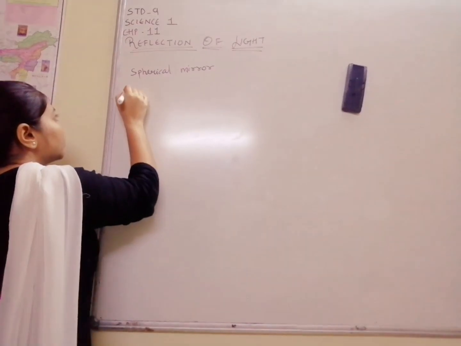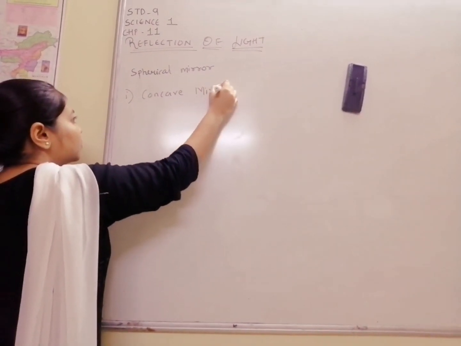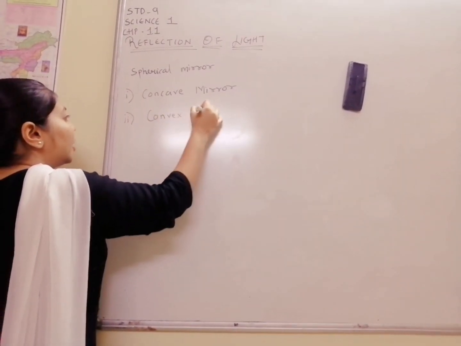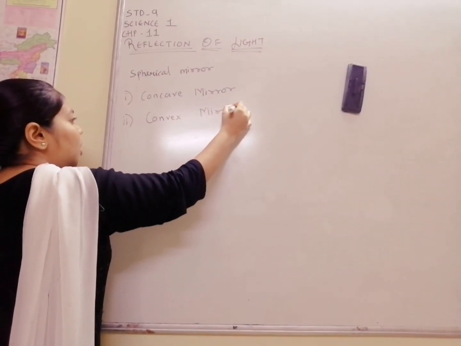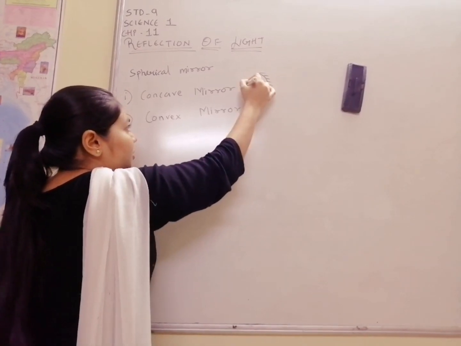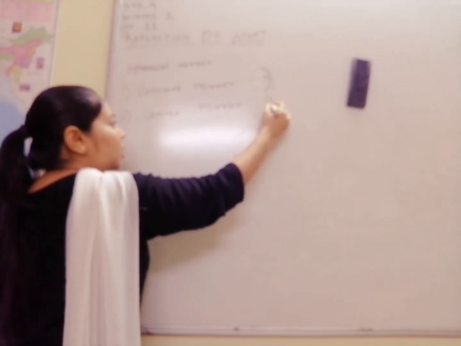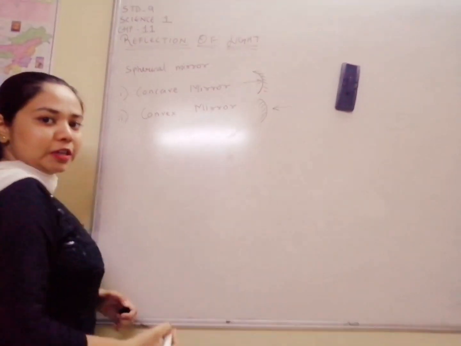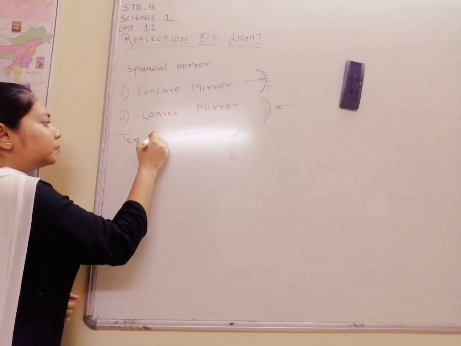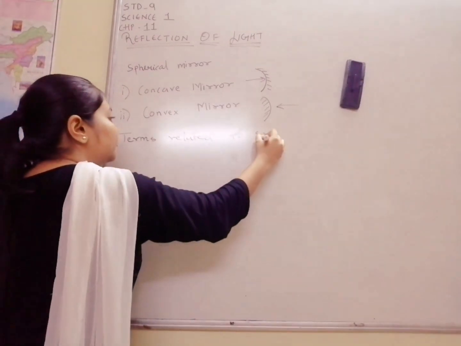They were concave mirror and convex mirror. What were they? Concave mirror and convex mirror. In concave, the inner portion is the reflecting surface, and in convex, the outer portion is a reflecting surface. Then we studied terms related to spherical mirror.